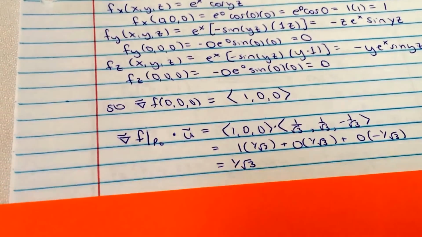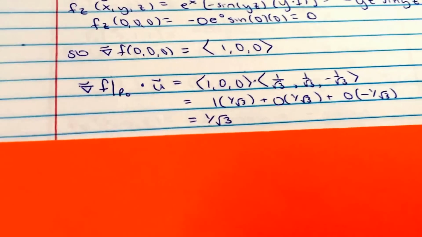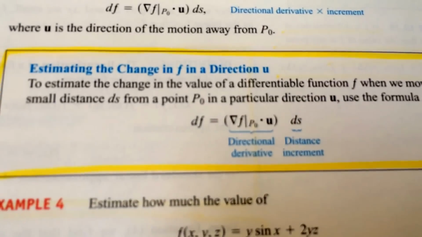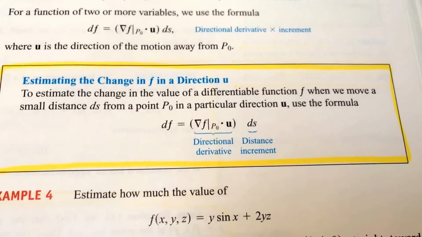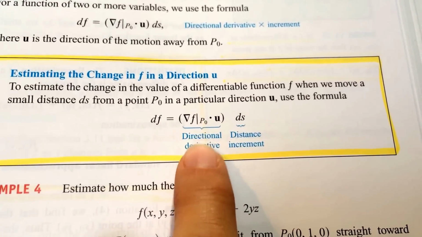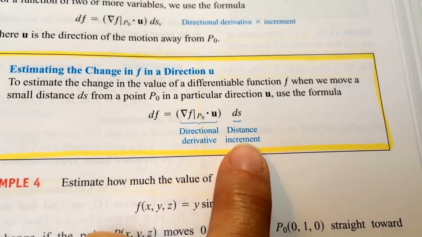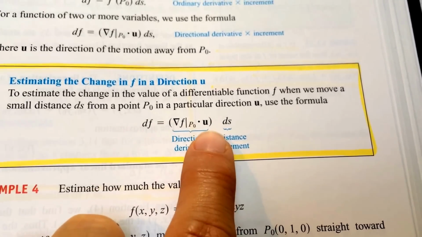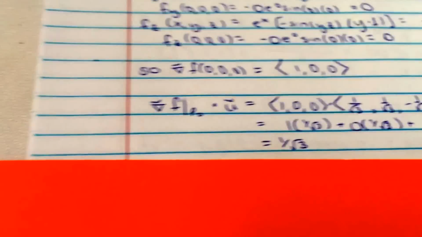All right, and so now I can do my directional derivative. Just in case you forgot the formula, hold on, I guess that would have been helpful. Where is it? This one. This is the formula that I'm using on page 733. This is estimating the change: I have the directional derivative times the distance increment. So for the directional derivative, I have the dot product between the gradient vector and the u as a unit vector. So that's what I'm working on here.